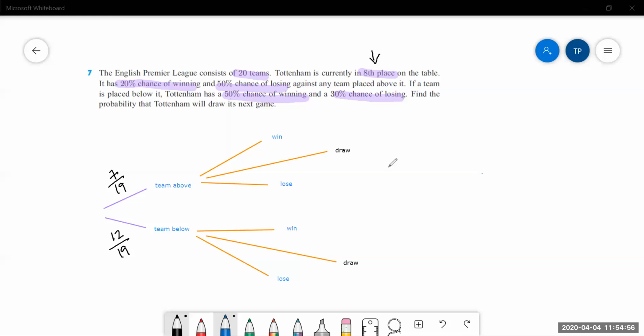Okay, so what's the probability of winning for a team that is above? 20%, so it is 0.2. What's the probability of losing then? 0.5. So from here, we see this is 0.2, this is 0.5. We know that the probabilities don't add up, because in total it is 0.7, which means the probability of drawing is 0.3. So same thing, you do the same for the team below. Can you fill out the probabilities for me?